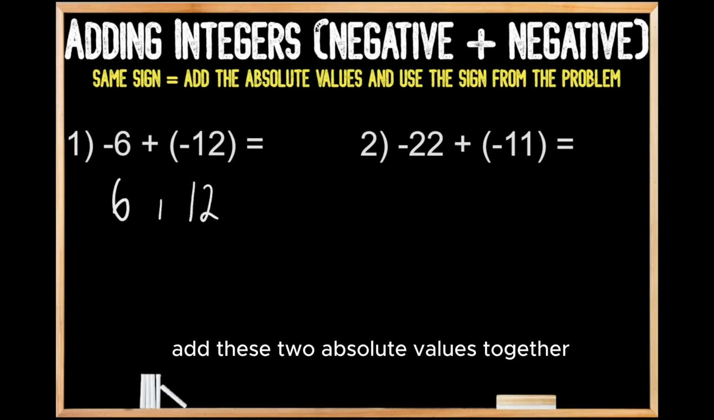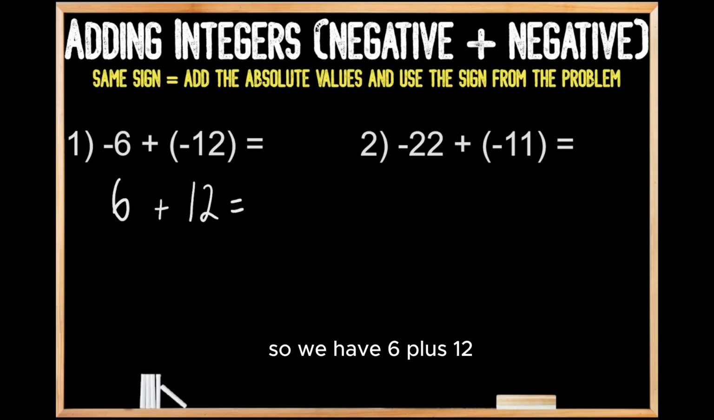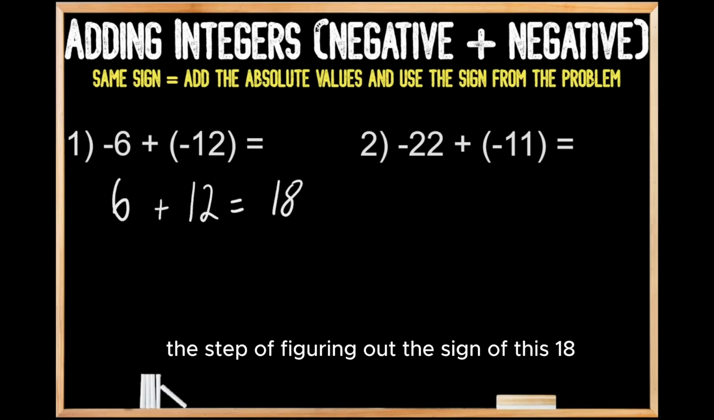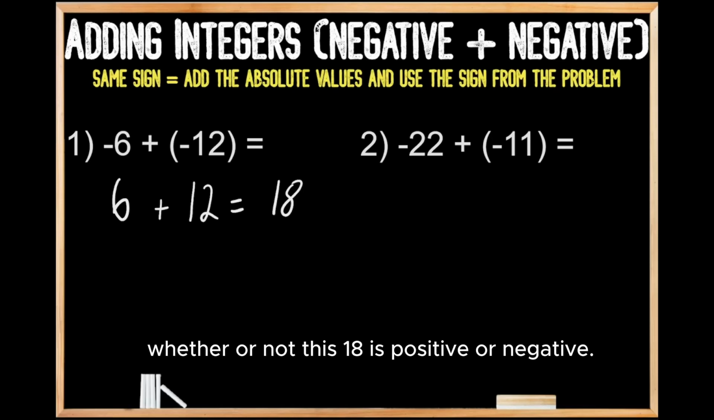And now we're going to add these two absolute values together. So we have 6 plus 12. Well, that's going to give us 18. And then now we're just left with the step of figuring out the sign of this 18, whether or not this 18 is positive or a negative.